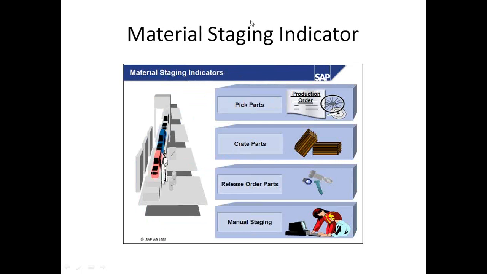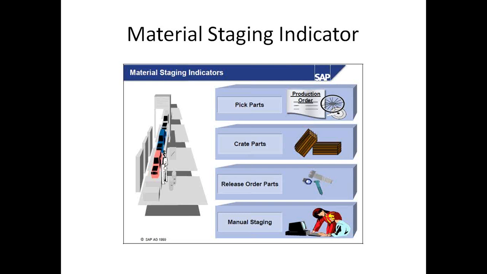Material staging indicators define what kind of process you are doing when you want some material. For example, we have four types of material staging indicators. Here we have the pick part. Pick part means the system will stage the material only when an individual production order is created.